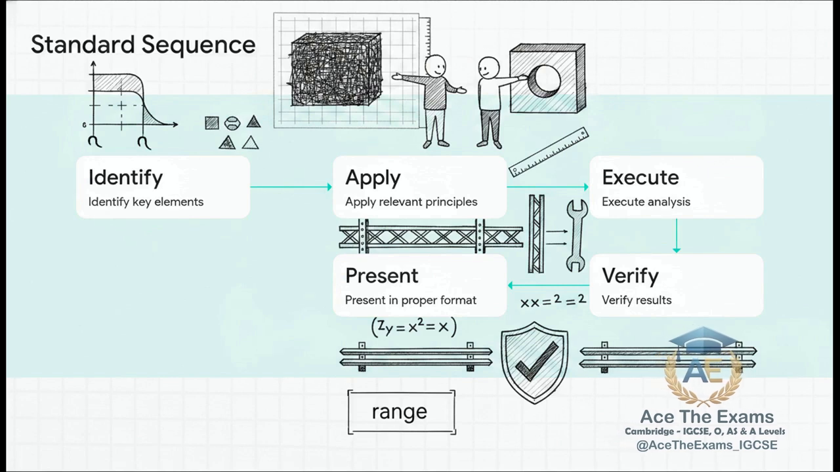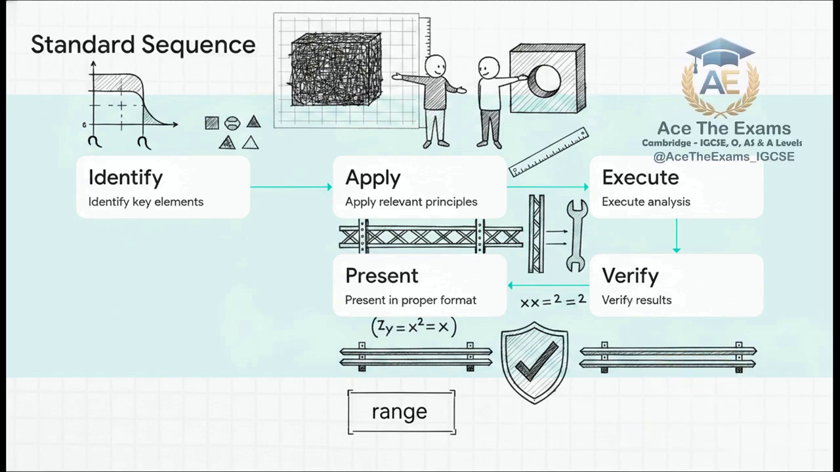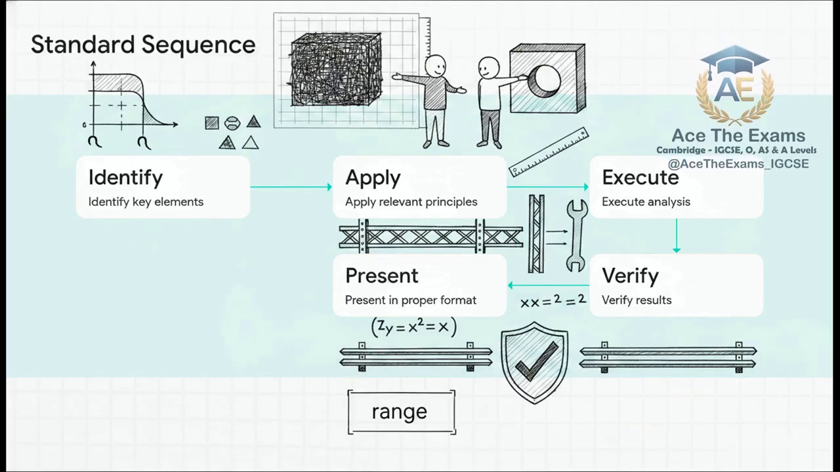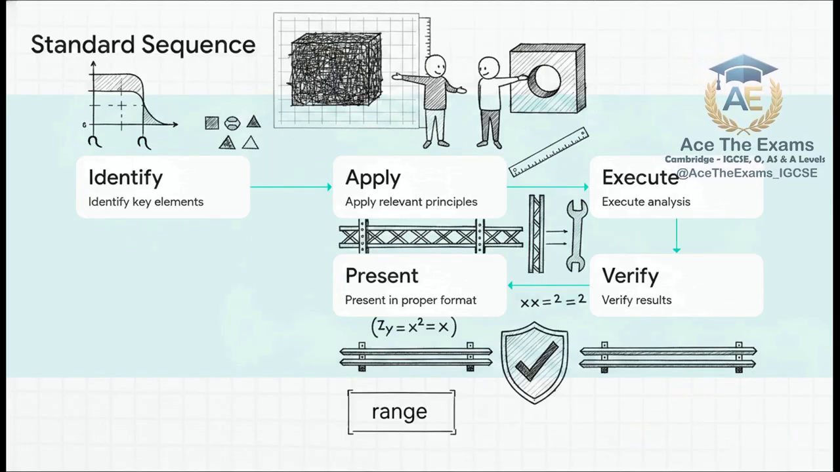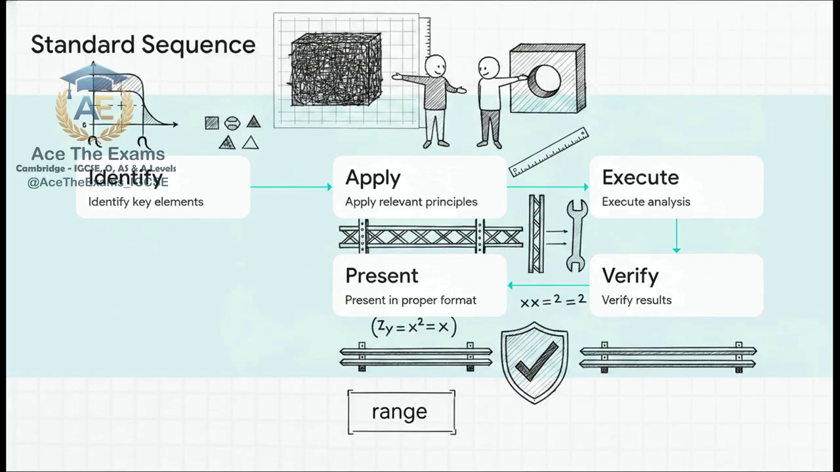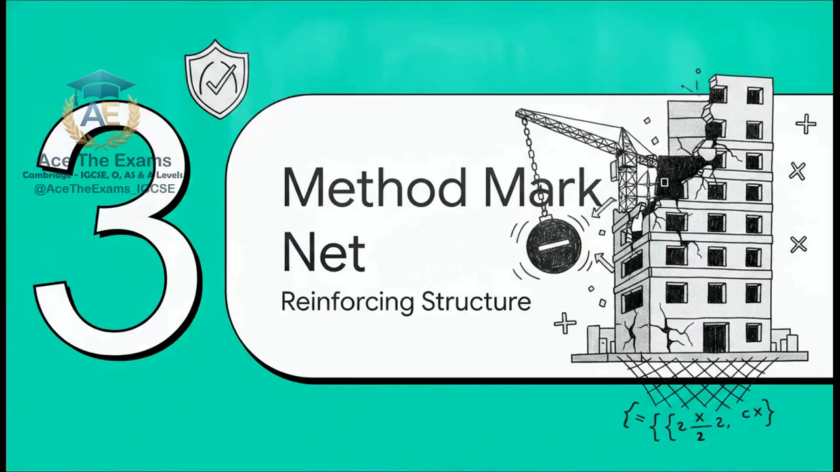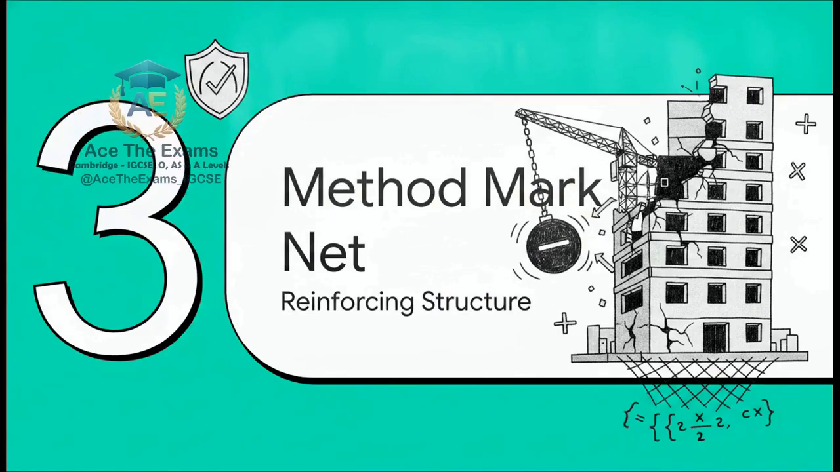When Alex and Sam rewrote their skeleton using these exact 5 steps, their argument went from a pile of rubble to a perfectly engineered load-bearing response block. Every mathematical beam was perfectly aligned. All right, let's look at section 3, the method mark safety net. Because let's be real, what happens when a final calculation fails mid-build?